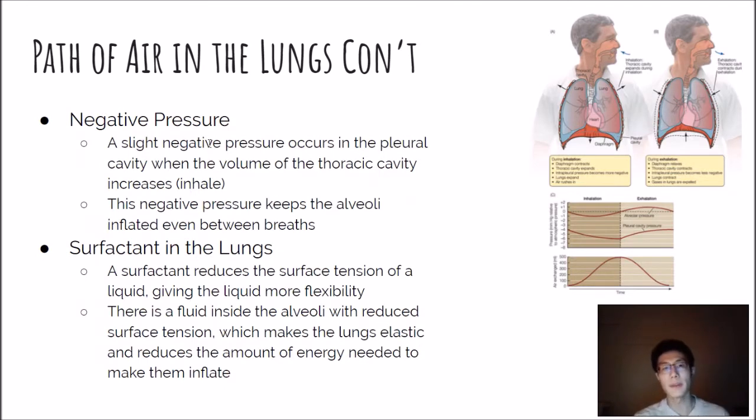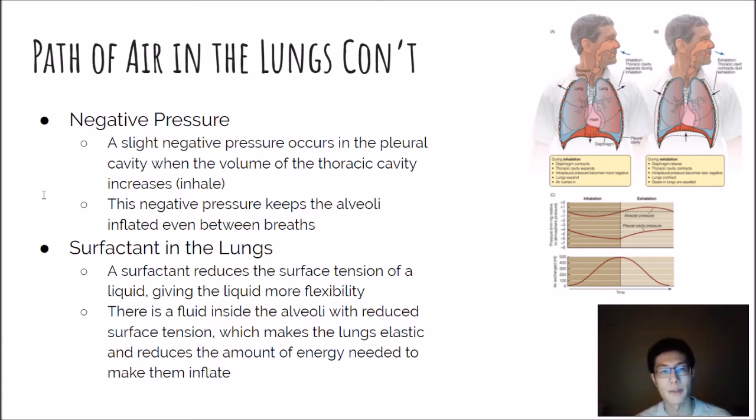So there are kind of two things that are very important in this path of air in your lungs. The first one is negative pressure. So negative pressure is the slight pressure that occurs in the pleural cavity when the volume of the thoracic cavity increases. So that occurs when you're inhaling. This negative pressure that's present basically keeps the alveoli inflated even between breaths. So you're not going to deflate the alveoli, and that negative pressure can help maintain that inflated alveoli.